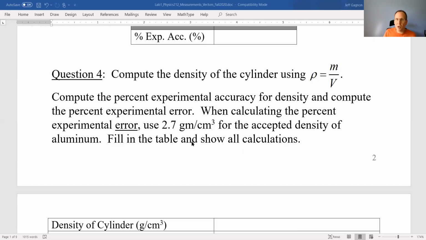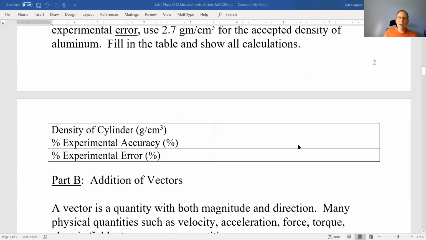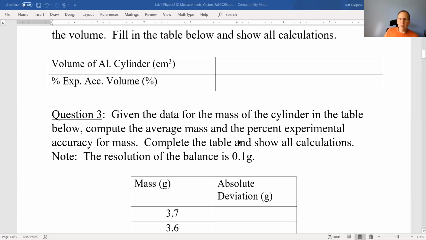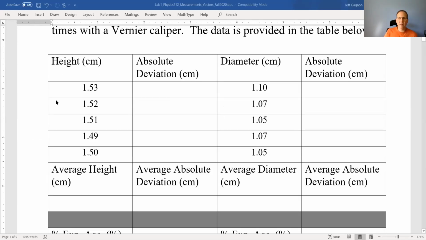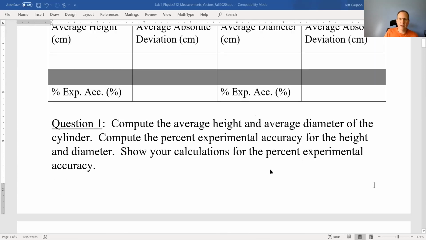But you want to make sure you show all the calculations, and you always want to give me the tables. What I would do is go to my Word document. I have all these posted on Brightspace, and copy and paste the table into your lab report. So you'll have all that data, and you want to fill in the tables. Of course, some of the data is already there. Some of the experimental data is already there.